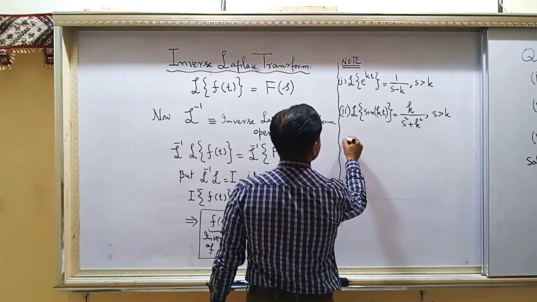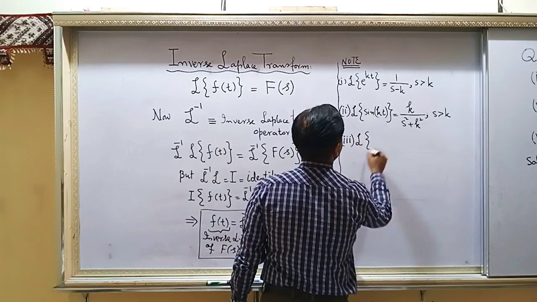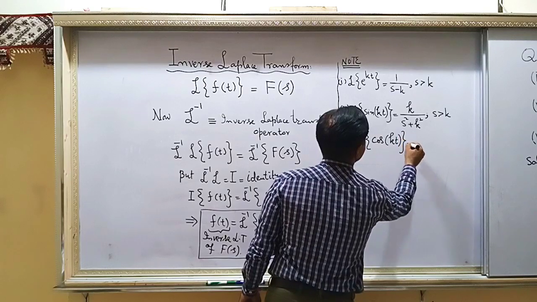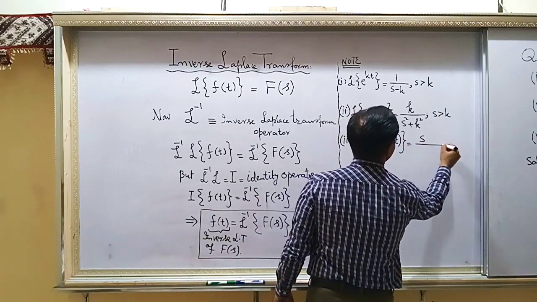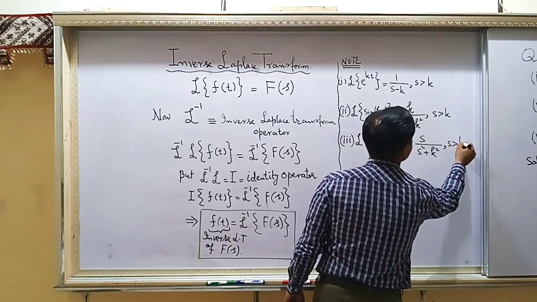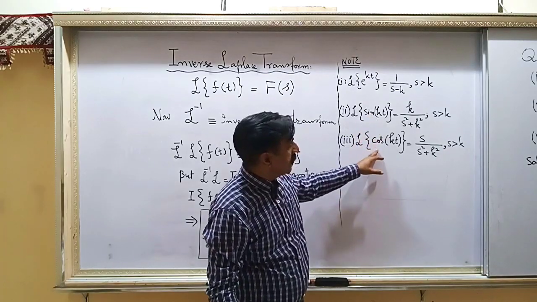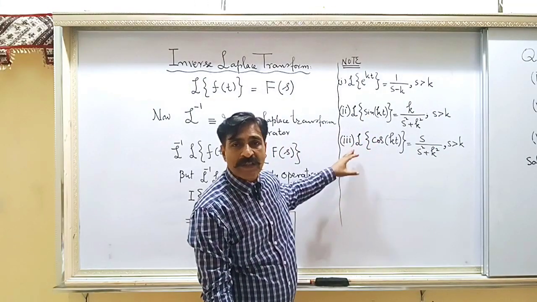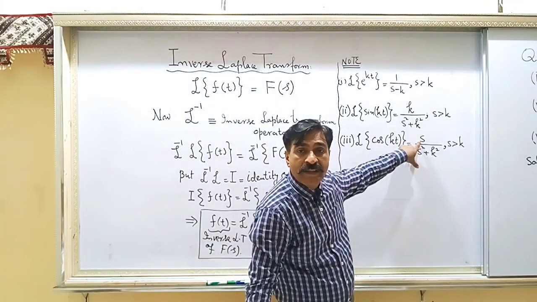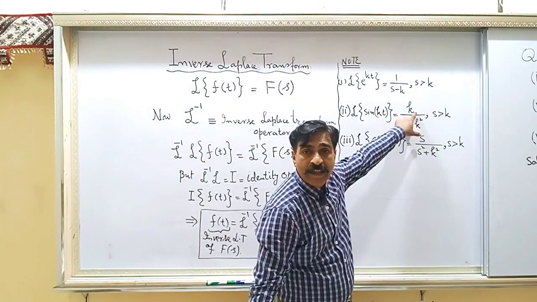And in the third place, you know the Laplace transform of cosine of kt, and this is s over s square plus k square, and the condition is again the same, s greater than k. Now, what is the difference between sine and cosine in the form of Laplace transforms? In the case of the cosine function, there is the variable in the upside, and there is no variable in the upside for the sine function, right?